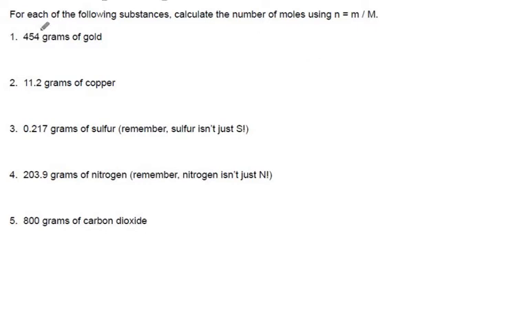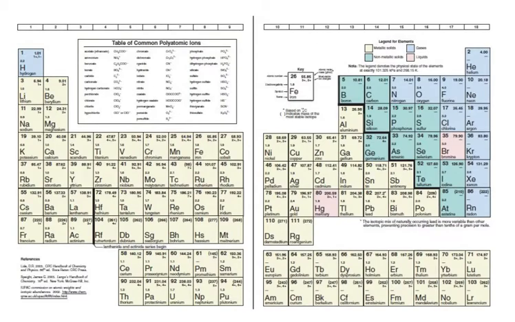For example, they give us 454 grams of gold. We can blip over to the periodic table and find gold. Here we are. And the number in the top right in bold is our molar mass. In this case, it's 196.97. That means for every 196.97 grams of gold that you've got, 1 mole of gold.